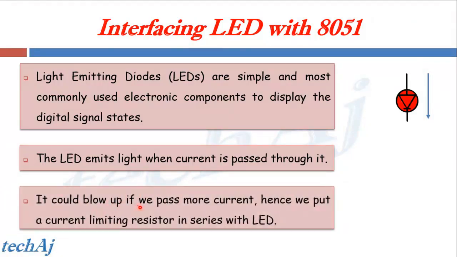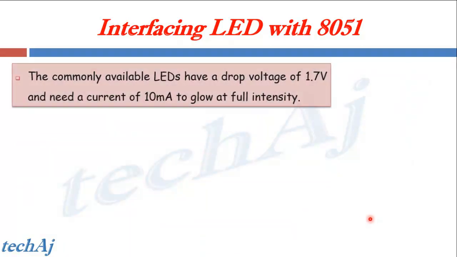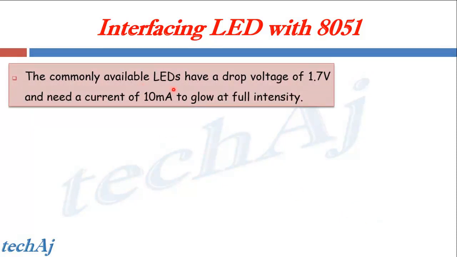It could blow up if we pass more current. Hence, we have to put a current limiting resistor in series with the LED. The commonly available LEDs have a drop voltage of 1.7 volt and need a current of 10 milliampere to glow at full intensity.